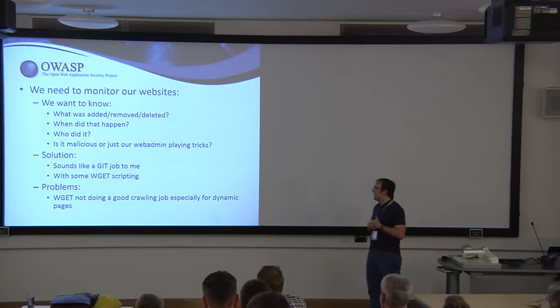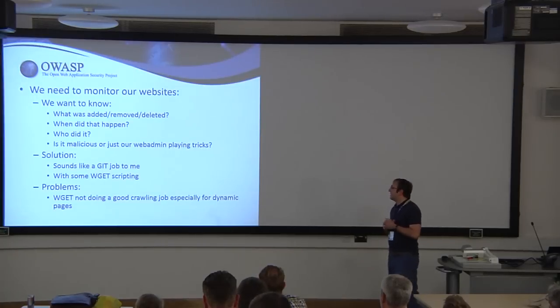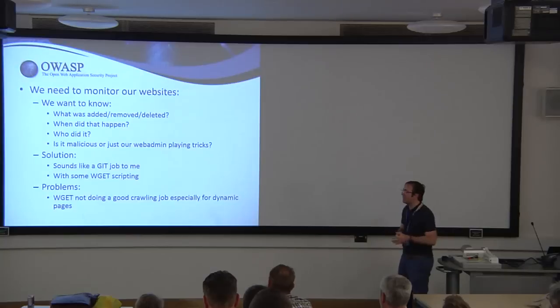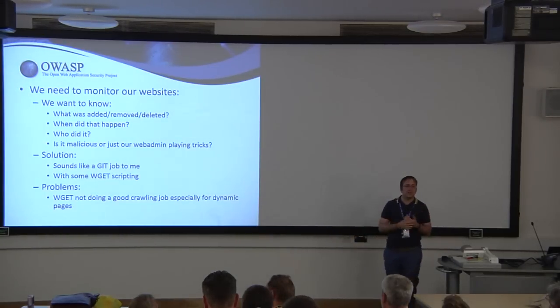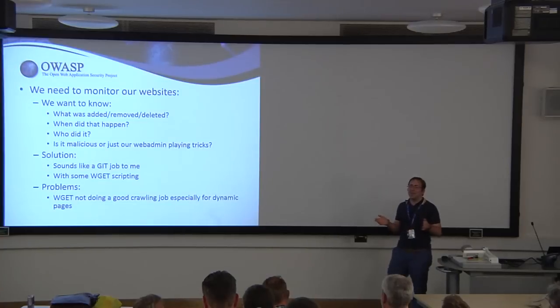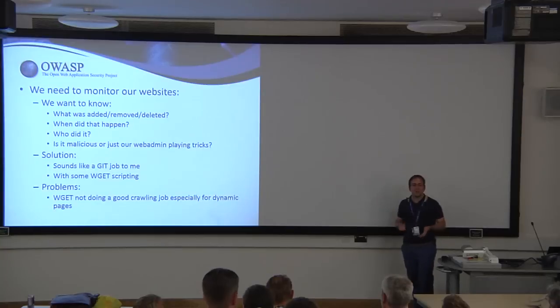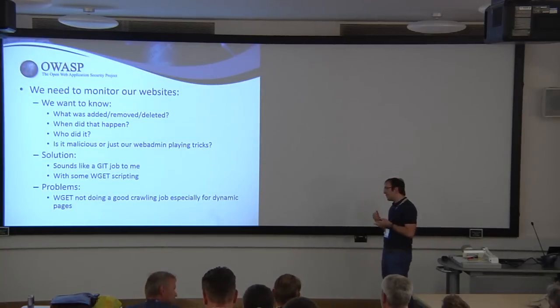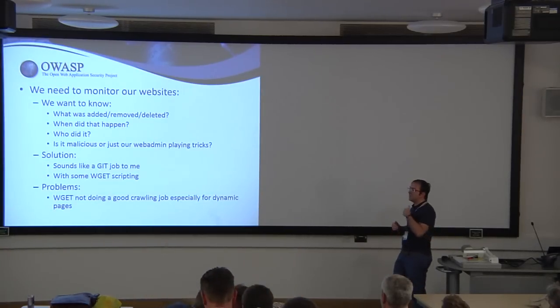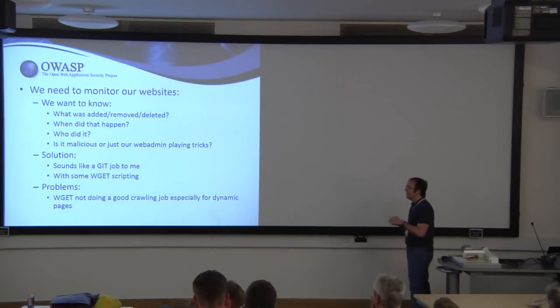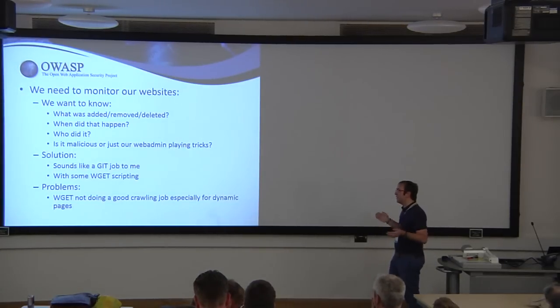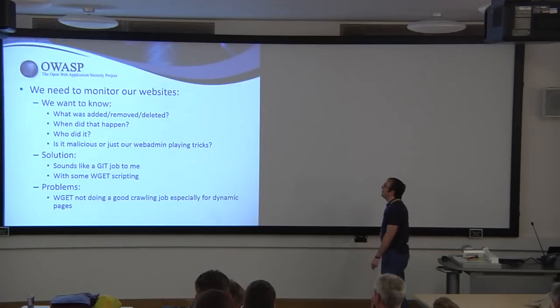The problems were that wget is a very nice tool, very fast, available on every Linux box, but it's not that good at crawling, especially for dynamic pages. So it was crawling WordPress sites, and there were so many pages that I couldn't fetch because it was all dynamic content. When wget was running, it wasn't sending POST requests to request that page, so I was getting basically say 10% of the entire web, and 90% of pages were not being crawled properly. So what do we want to know?